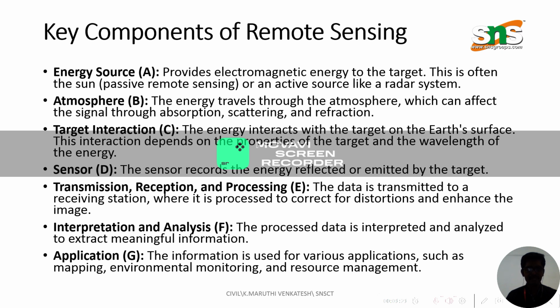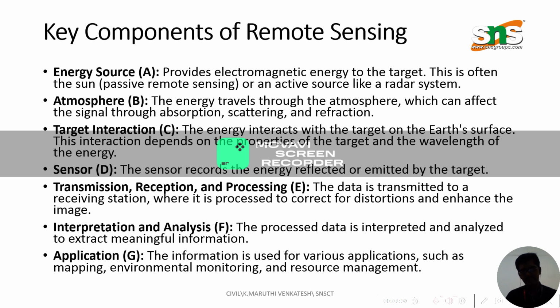Third one is target interaction. The energy interacts with the target on its surface. This interaction depends on properties of the target and wavelength of the energy. Sensor. The sensor records the energy reflected by or emitted by the target. It can be reflected or emitted by the target.